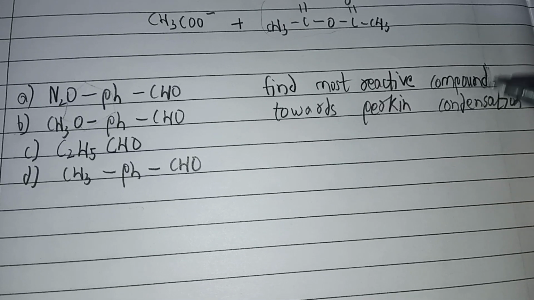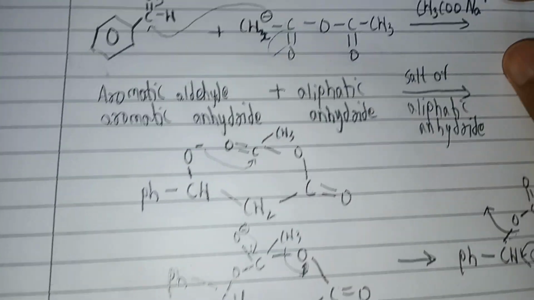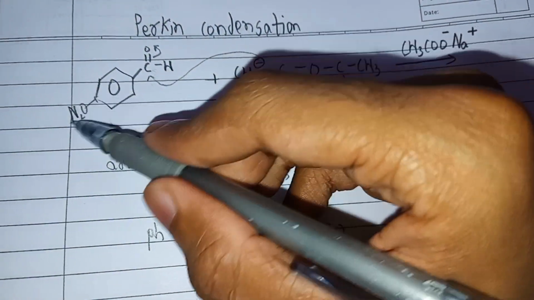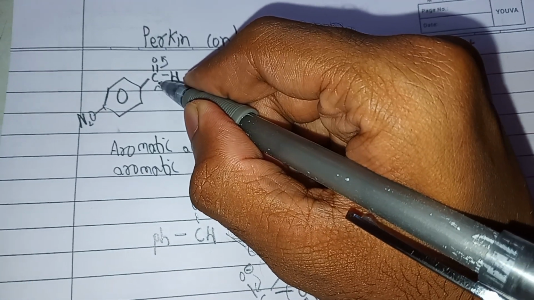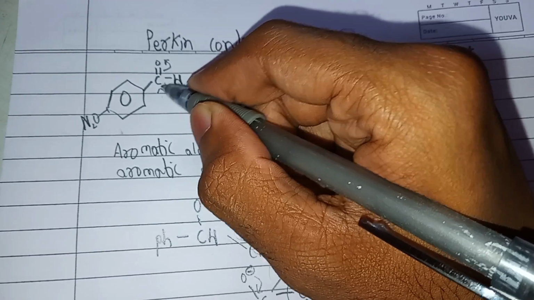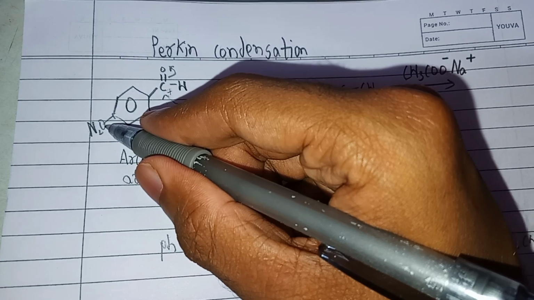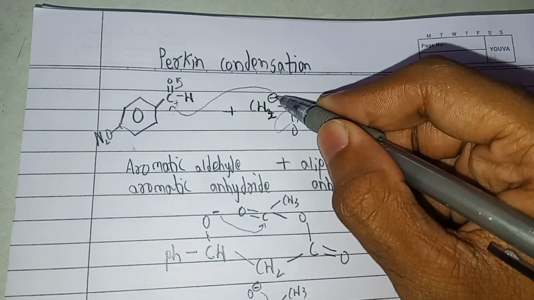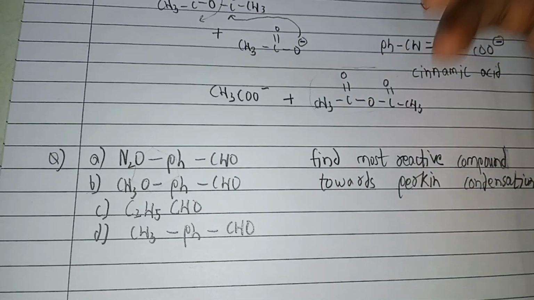And the most reactive compound towards Perkin condensation is of course option A, because if you apply here an NO2 group, then the NO2 group would show a minus M effect, and thereafter you would see a much more positive charge induced on carbon. So basically carbon has less electron density due to the NO2 group present here, and due to less electron density on carbon, the negative charge would attack far better on it. That is why option A is right.